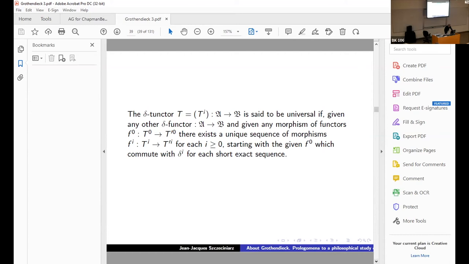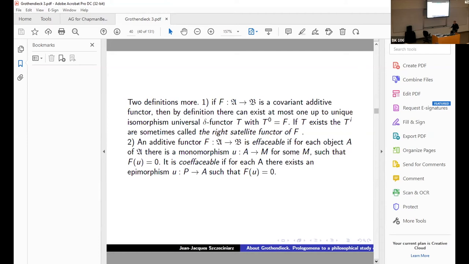I have two definitions very important in this talk. The definition of the right satellite functor, with the unique universal morphism, and the definition of the passable functor. It's a very powerful tool, and Grothendieck, I don't know if I have time to show all that. Grothendieck used this passable concept to construct the spectral sequence.